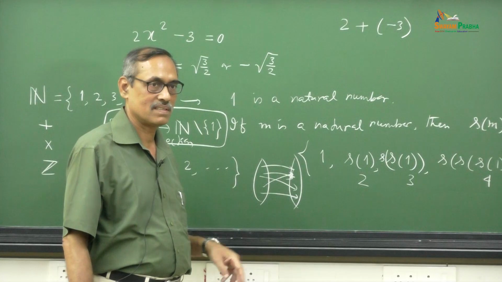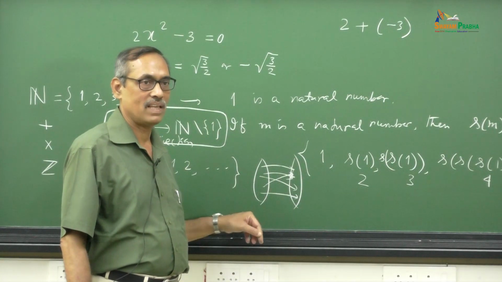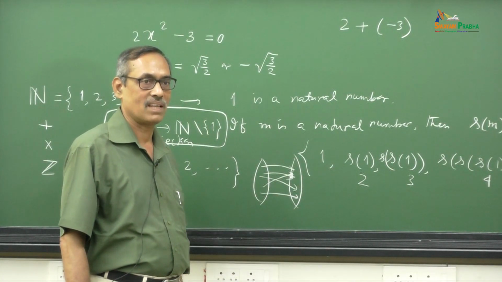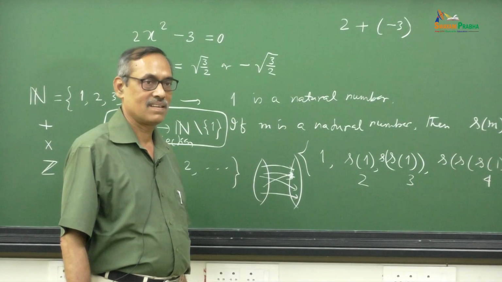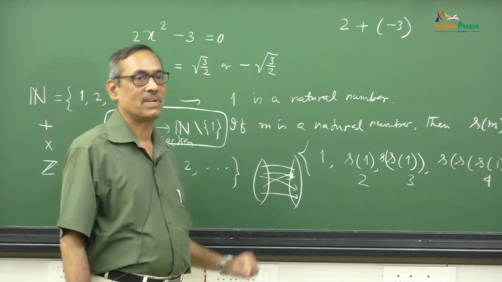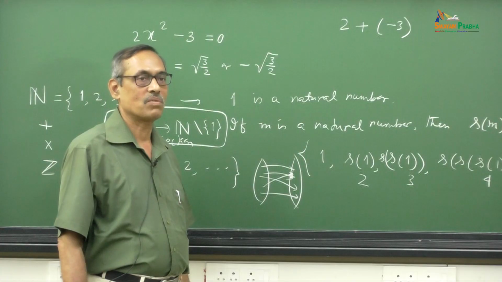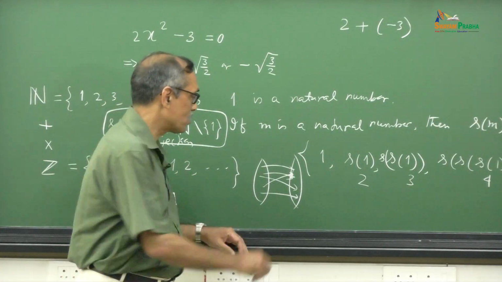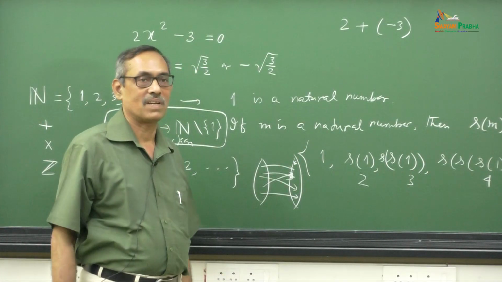Right? If you can't find 2 elements here which have the same image, that is, if x is not equal to y, then f(x) is not equal to f(y). That is called 1 to 1. And it is onto if this situation doesn't happen.